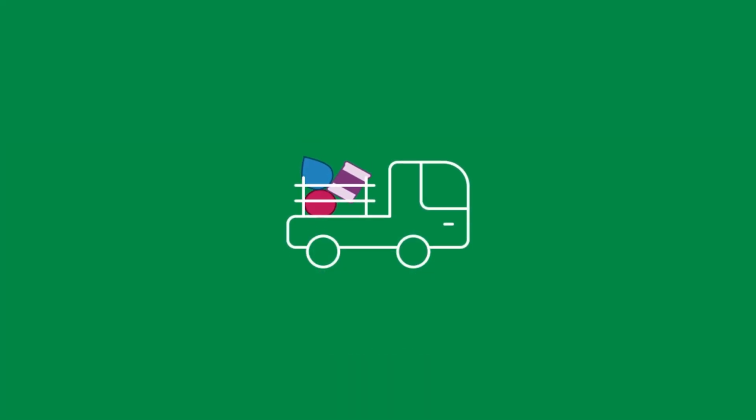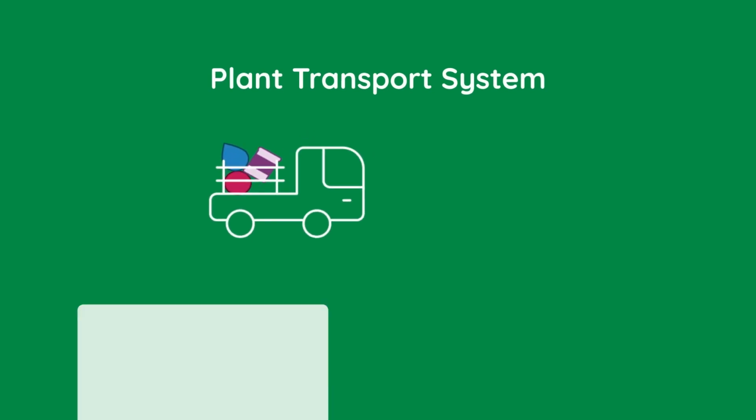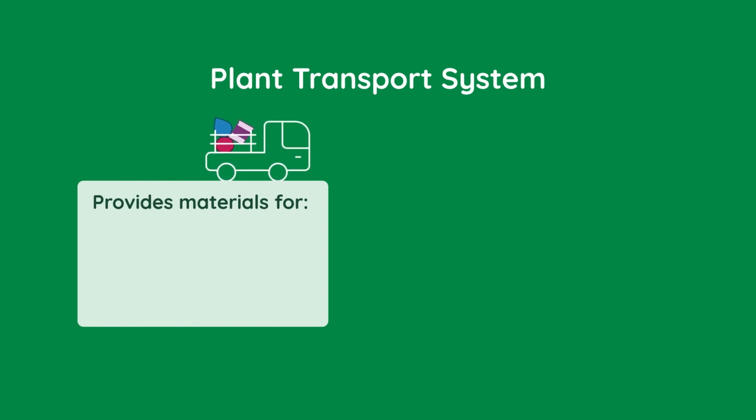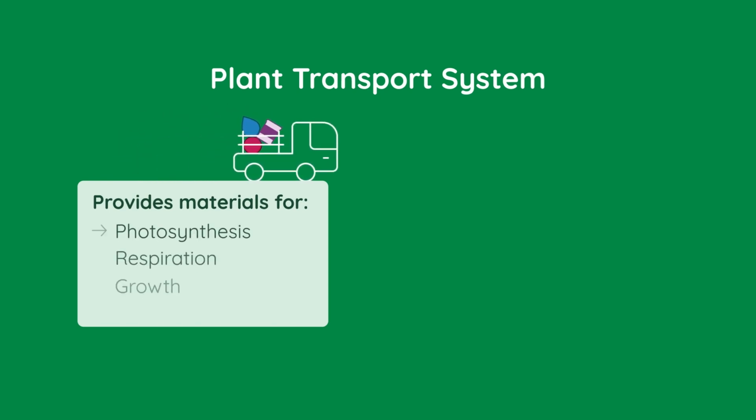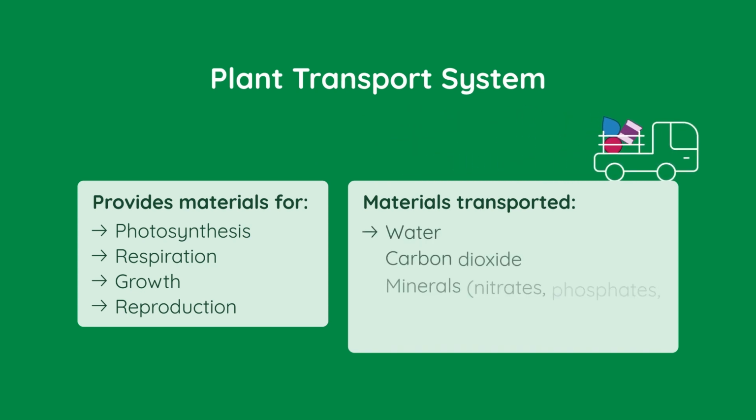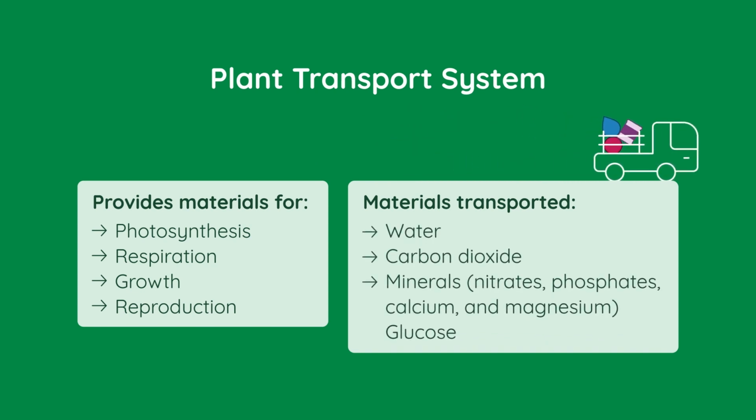In this video, we're going to look at why plants need a transport system. So, plants do need a transport system, and it provides the materials needed for various plant metabolic processes, including photosynthesis, respiration, growth, and reproduction. What materials are actually transported in plants? Water, carbon dioxide, minerals in the form of ions such as nitrates, phosphates, calcium, and magnesium, and also the carbohydrates produced in photosynthesis, namely glucose.